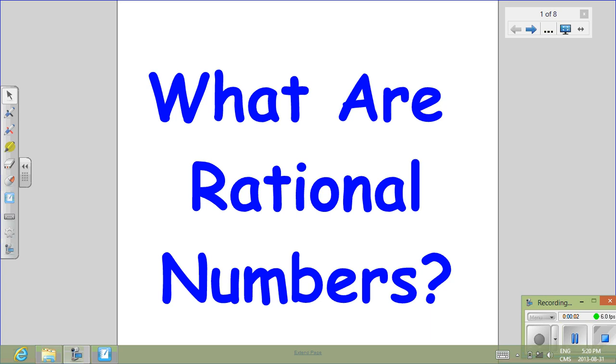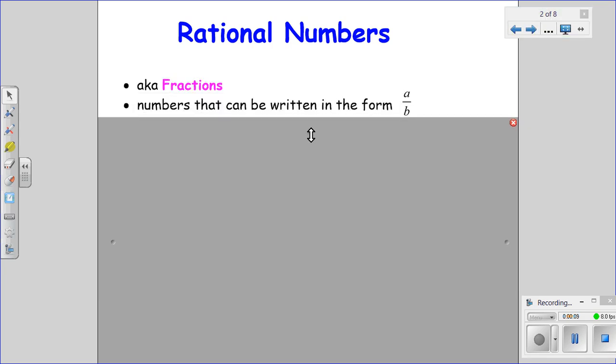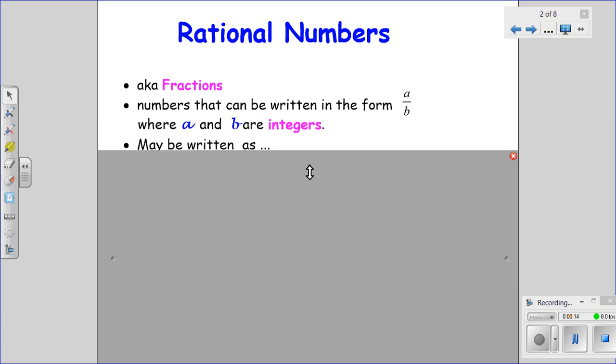What are rational numbers? Rational numbers are the numbers you have learned as fractions. They can be written in the form a over b, where a is the numerator and b is the denominator, and they're both integers.